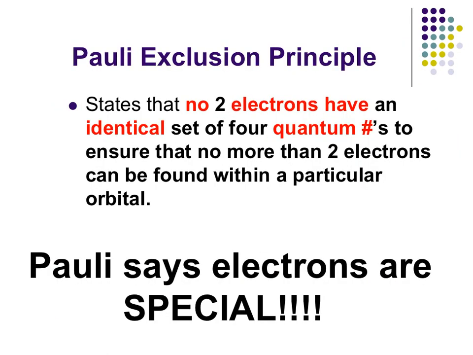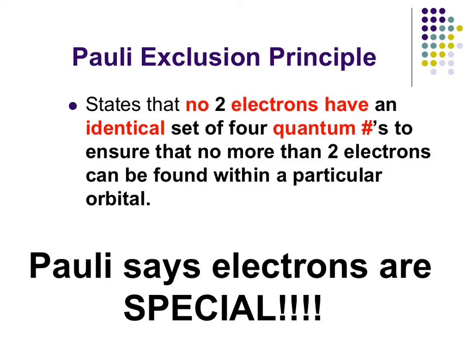Before we get to actually writing electron configurations, there are 3 important rules that we need to go over. The first is Pauli's exclusion principle. This basically says that every electron has a very special set of 4 quantum numbers. You can never have the same exact 4 quantum numbers for any 2 electrons.